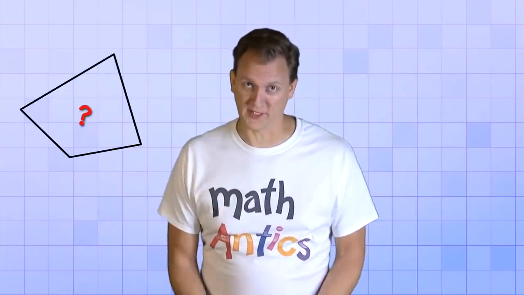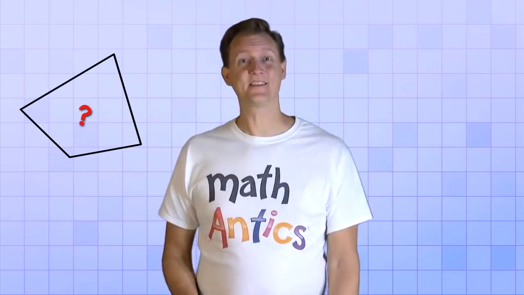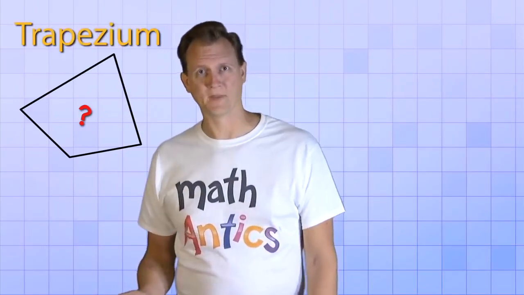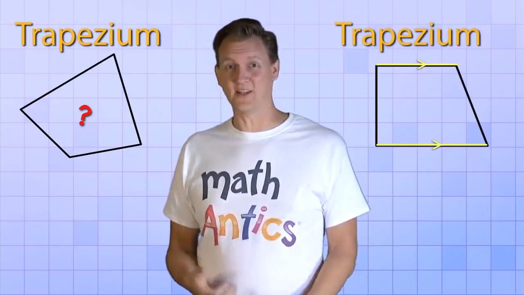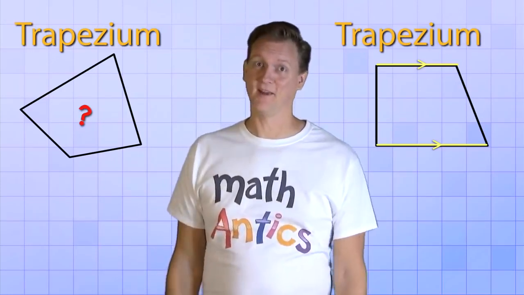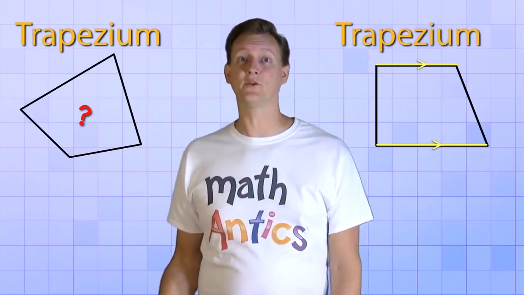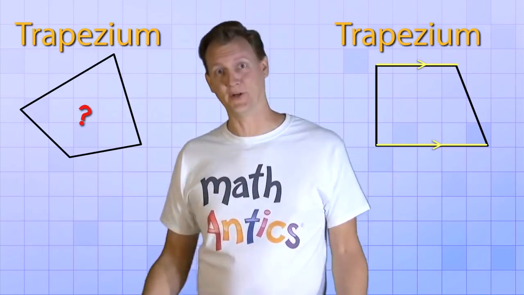Now here's the really confusing part. In America, this is sometimes called a trapezium. But isn't that what they call a quadrilateral with only one pair of parallel sides in the UK? Yep. Unfortunately, the same word is used to describe 2 different things in 2 different countries.